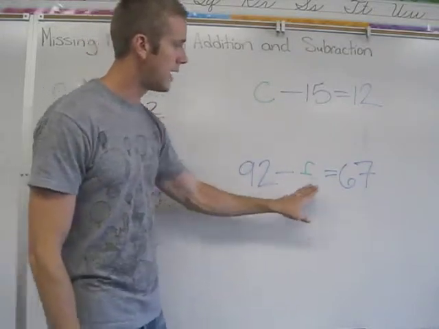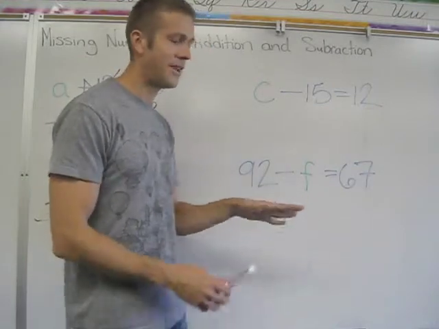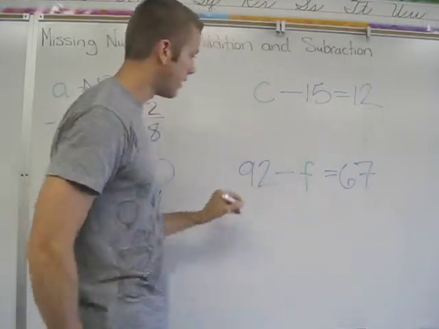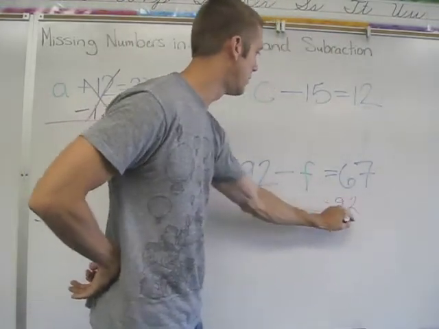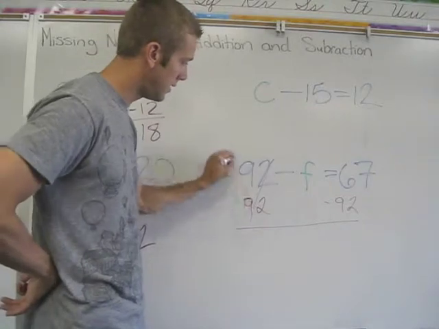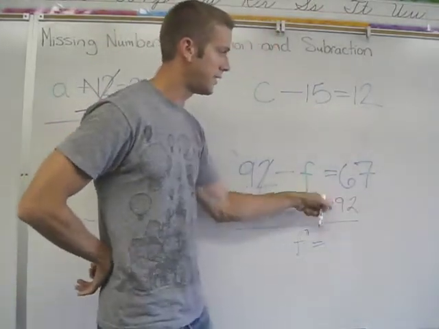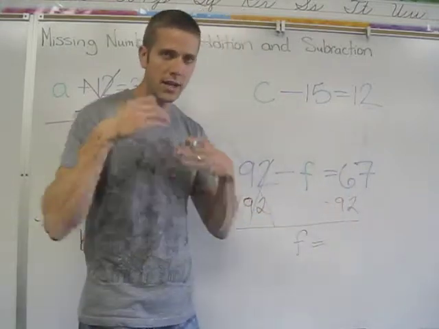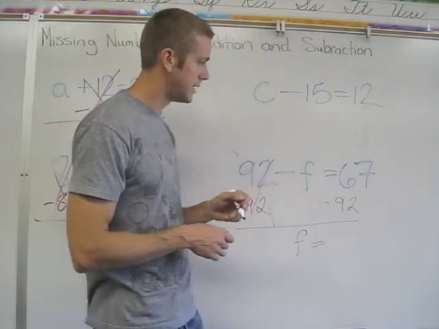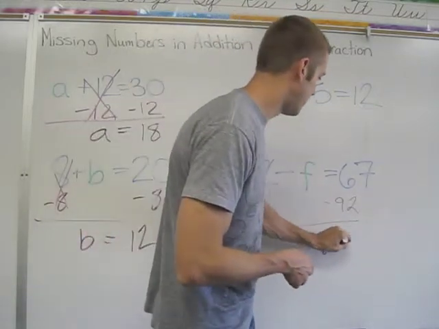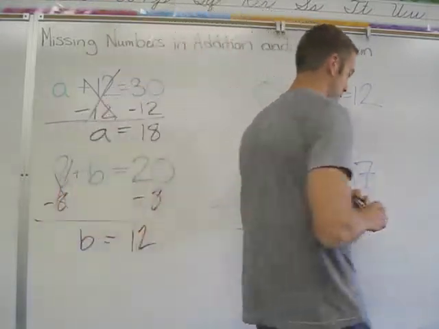So 92 minus f equals 67. The f is not by itself, right? So we want to get rid of the 92. Take away 92. Subtract it. Those are gone. The f is now by itself. And notice 67 minus 92, you can't work it out that way. You just think of it the other way. It's 92 minus 67. So 92 minus 67 was 25. So f is 25.